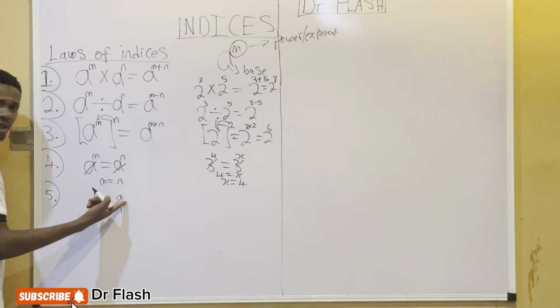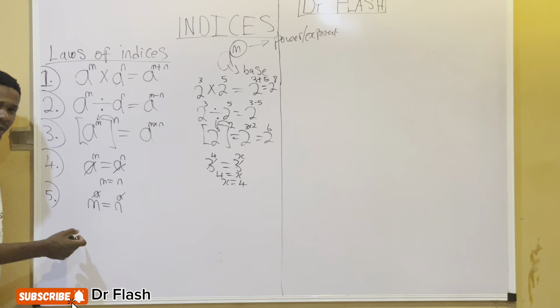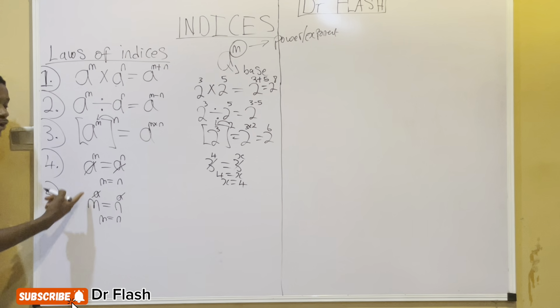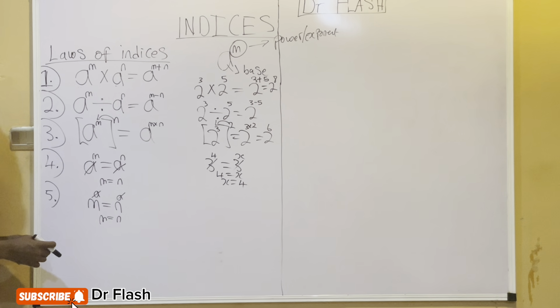There is a here and there is a here. So a can cancel out a, and then we are left with what? m is equal to n. Now this law is similar to law 4. If the powers are the same, they can cancel out and we can equate the bases.